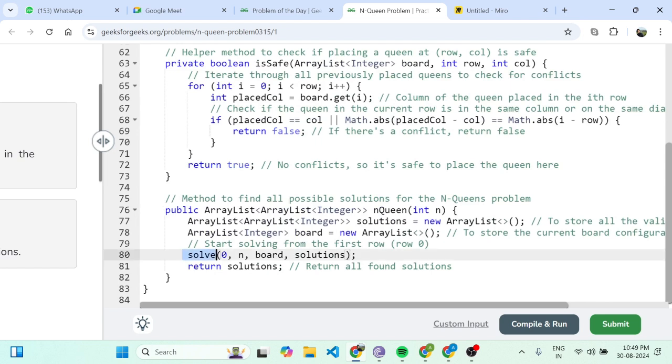So we'll be calling the solve function, and we are passing the first row as 0, the total number of rows and columns as n, the board where we are going to implement our solution as board, and the solution as the list of solutions.